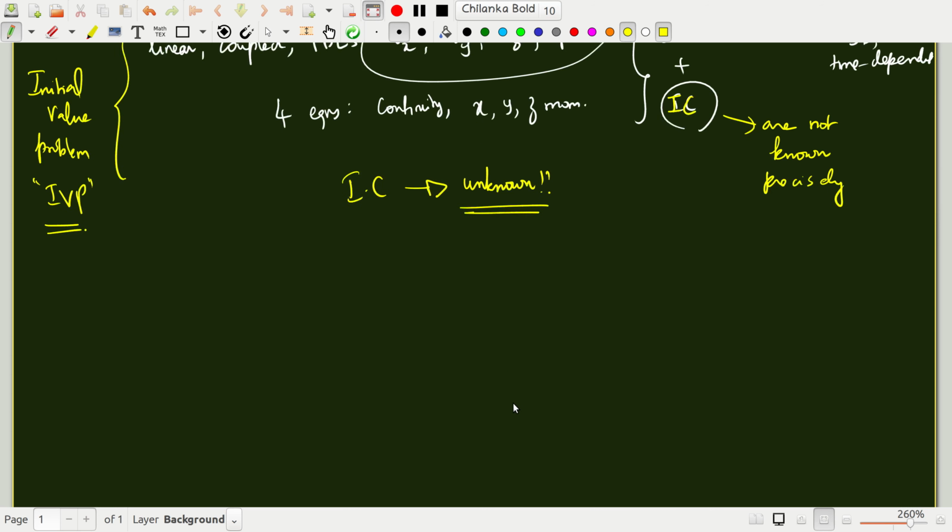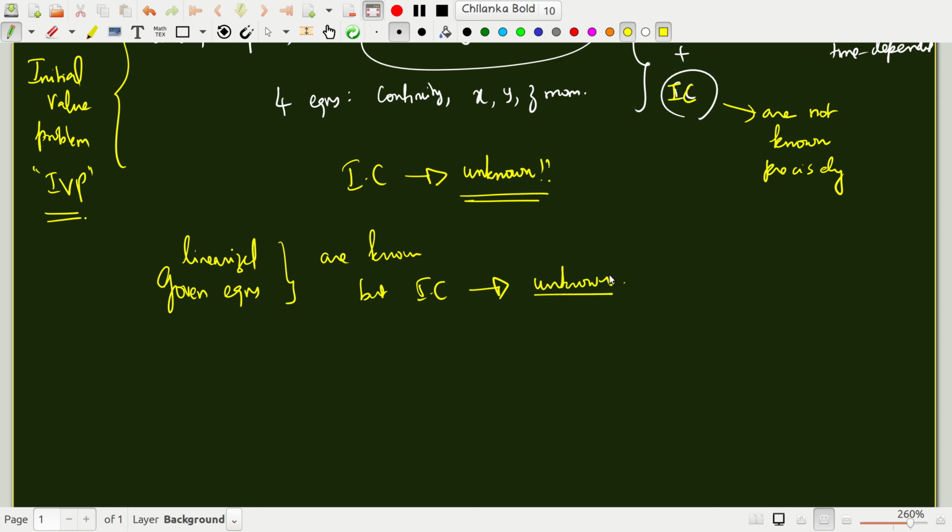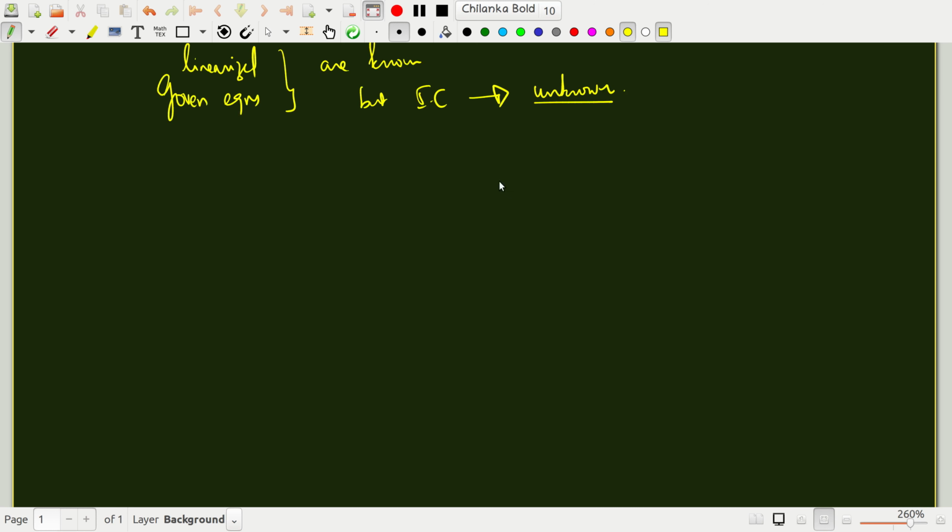This means that we are faced with a very peculiar situation in hydrodynamic stability. The linearized governing equations are known, but the initial conditions to which they are subject is not prescribed. Basically it's unknown. Now how do we get around this? With this imprecise knowledge, or lack of knowledge, of initial condition, how are we going to predict stability? This is a key question.